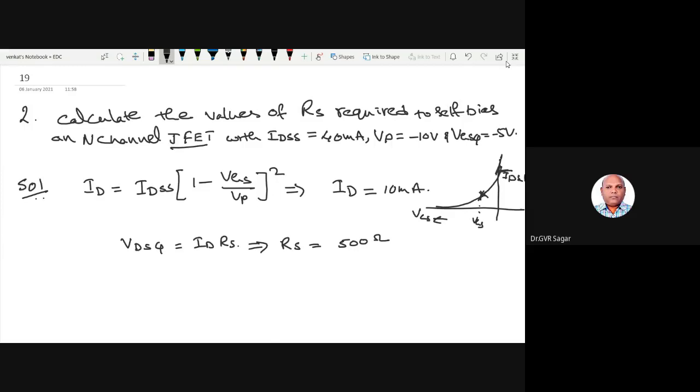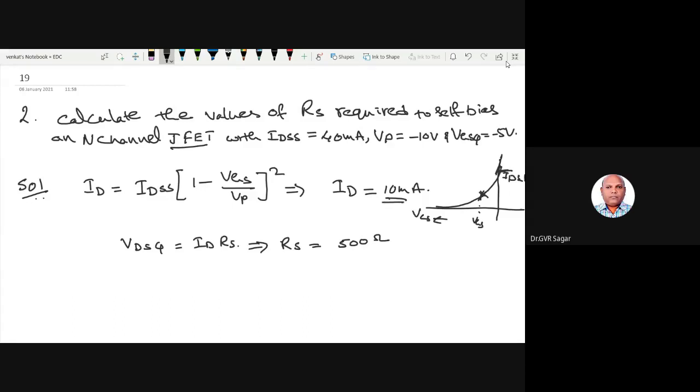So based on that, I am taking the ID current equation. ID is equal to IDSS into (1 minus VGS by VP) whole square. From this I calculate the ID. The values are known, right? VGS is equal to -5 volts, VP is equal to -10 volts, so -5 volts by -10 volts, and the whole is squared. IDSS is given as 40 milliamps, right? On substitution it comes to 10 milliamps.